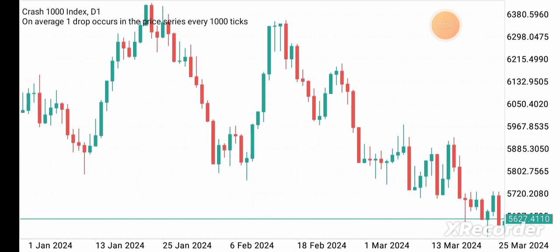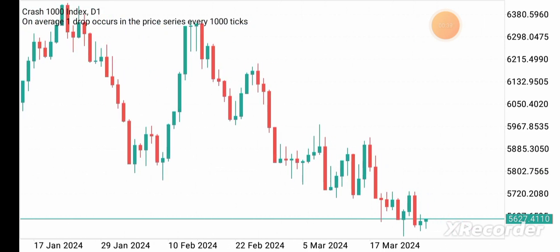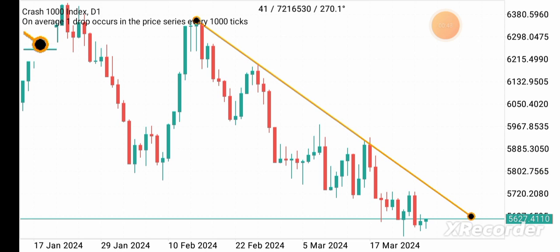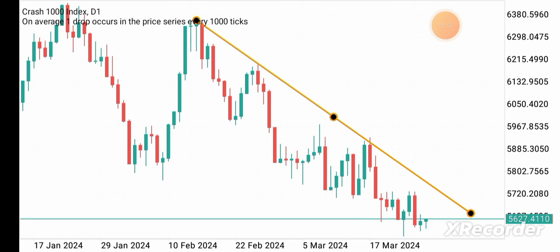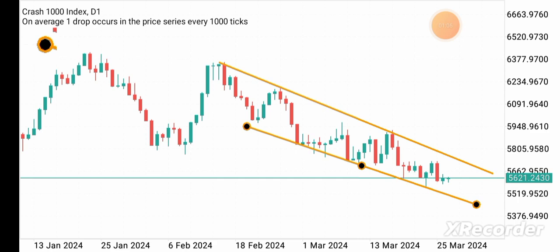All right, so I'm on the daily time frame right now, and the market has been bearish for a very long time. If we put a trend line right here, we can see the market has been bearish. And if you place the supportive trend line down here, you can notice that the market has been buying each time it gets to that trend line.